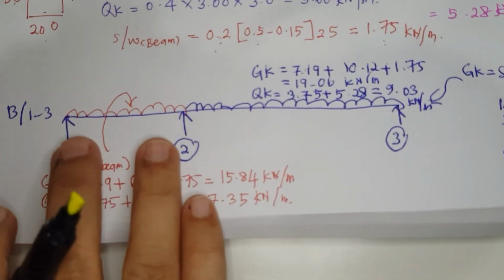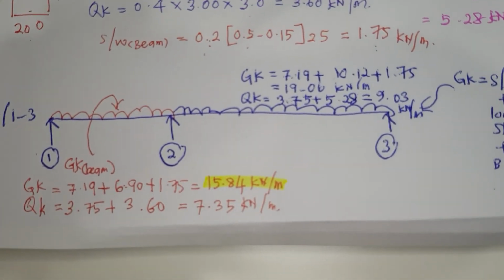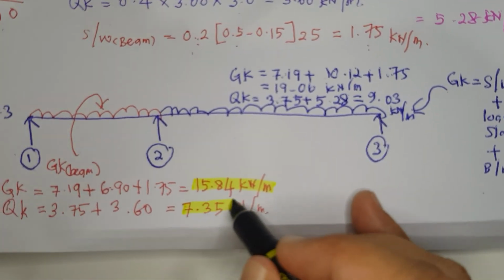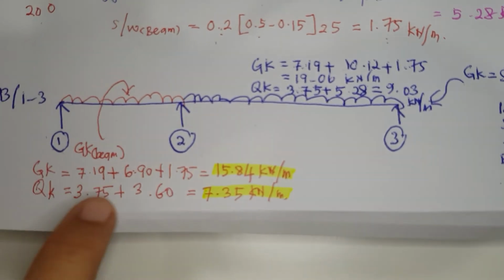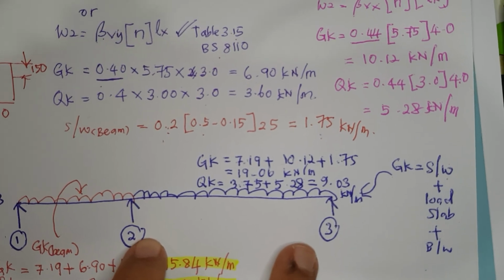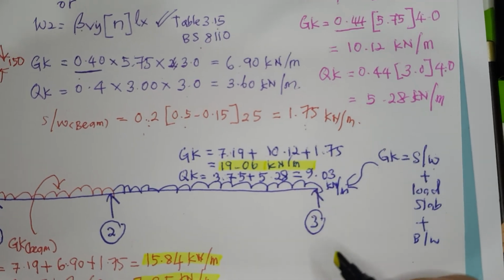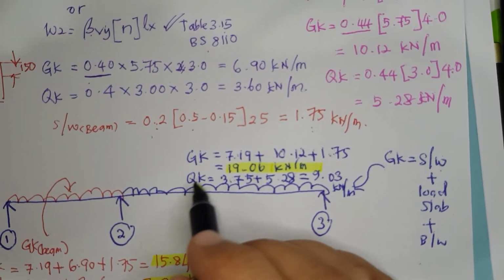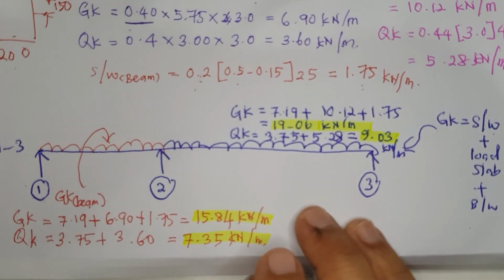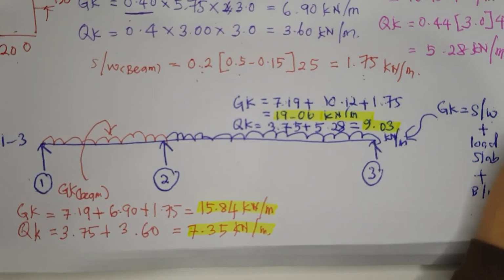Thus, for span B12, the permanent action and variable action is 7.35 for the variable. Meanwhile, for span B23, the permanent action is 19.06 kilonewton per meter, and the variable action is 9.03. So we have solved this problem. Thank you.